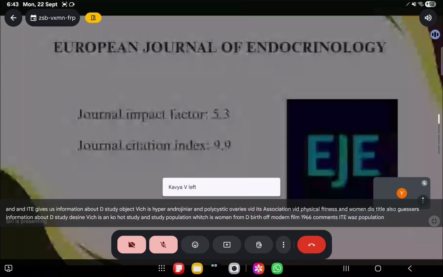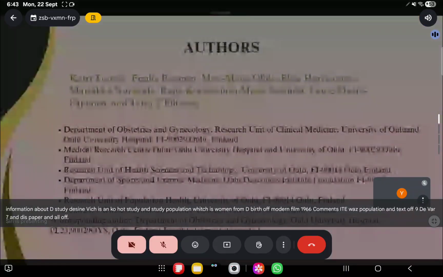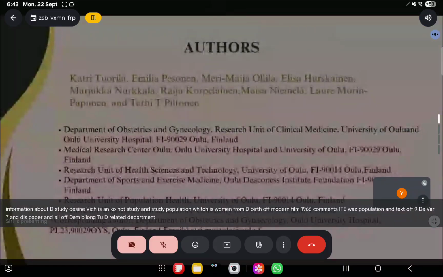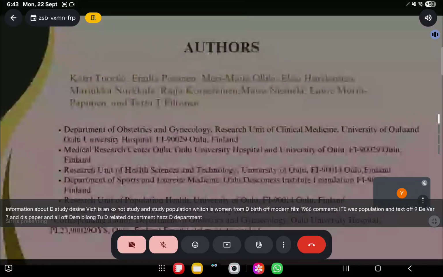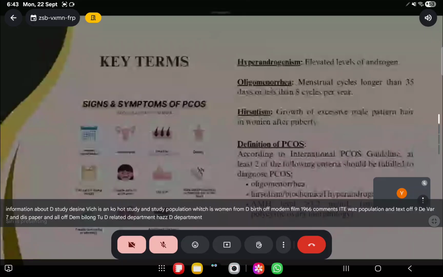Coming to the journal in which it was published, the paper was published in the European Journal of Endocrinology, and this is a well-reputed peer-reviewed journal with an impact factor of 5.3 and a journal citation index of 9.9. The authors all belong to the related health departments, such as the Department of Obstetrics and Gynaecology, Medical Research Center Oulu, and Research Unit of Health Sciences and Technology. There were no guest authors or ghost authors in the study.